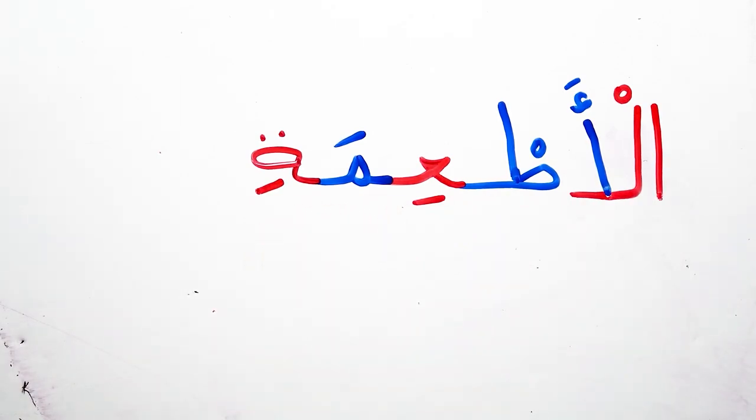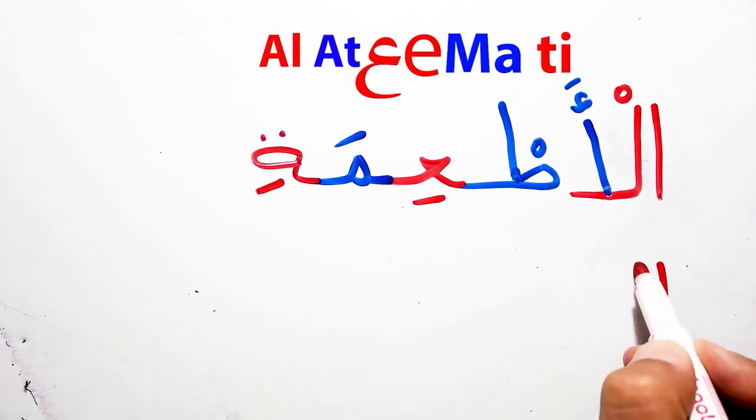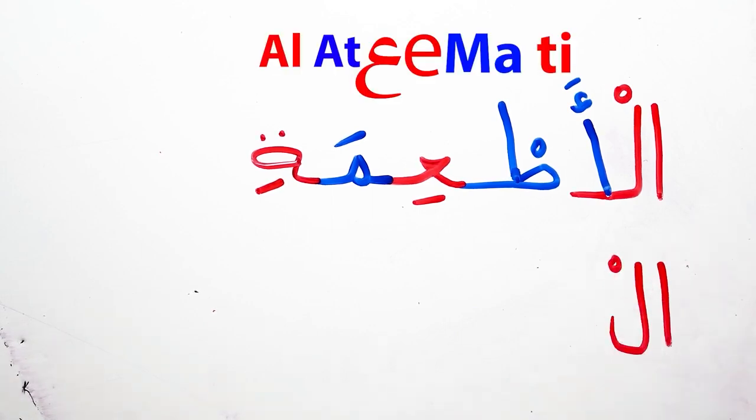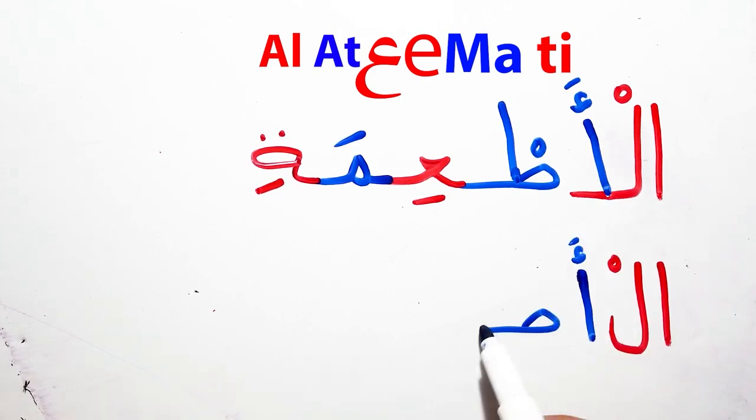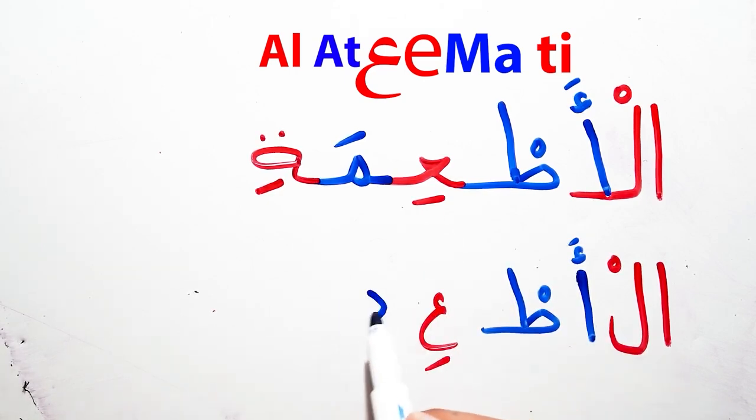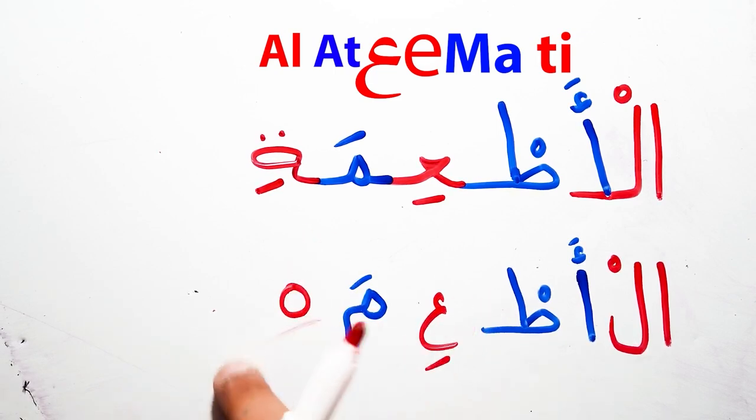Let's check the syllables of the word. So we have alif, we have lam with sukun, we have alif again, we have ta with sukun, and then we have a'i, ma, ti.